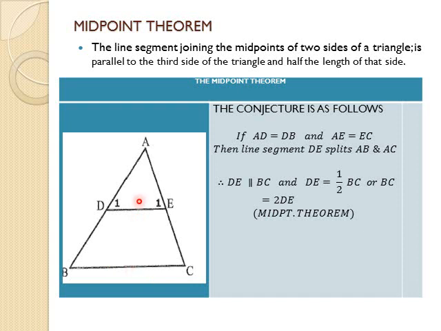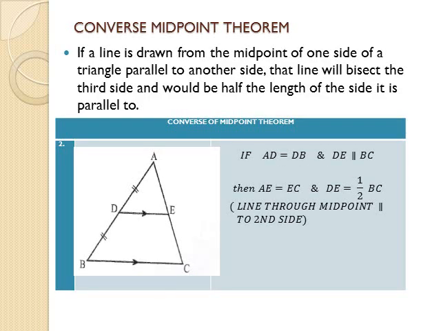You'll see when we do the proportionality theorem later, slight variations. Right? We can also do the converse, or reverse order, of this. Let's look at the second way, the converse of the midpoint theorem. The line drawn from the midpoint of one side of a triangle parallel to another side will bisect the third side and would be half the length of that side itself.